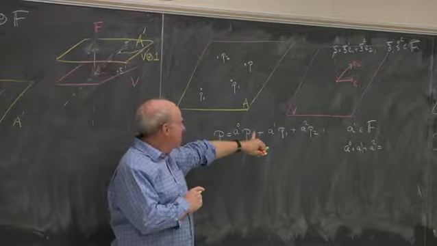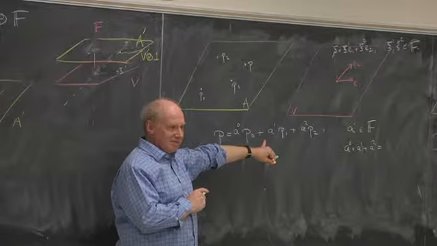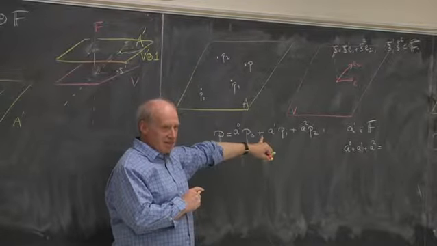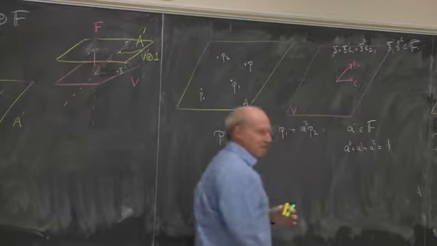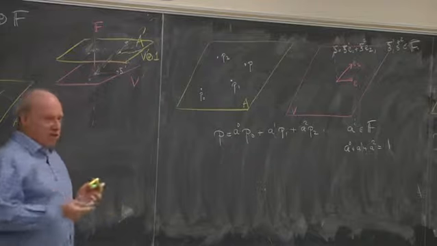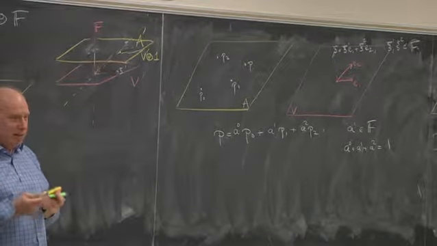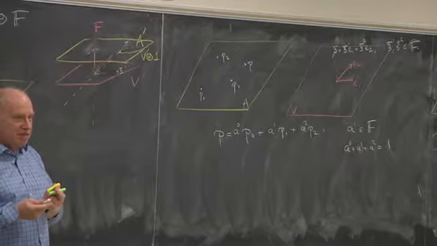1, 0, 0. And what if it were P1? 0, 1, 0. So what should they add to? 1. So you see we're taking a weighted average of the points. And they add to 1, that's a weighted average.